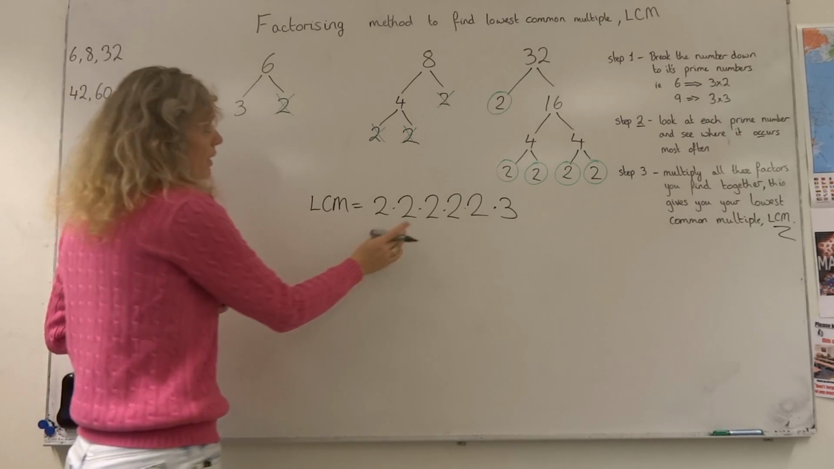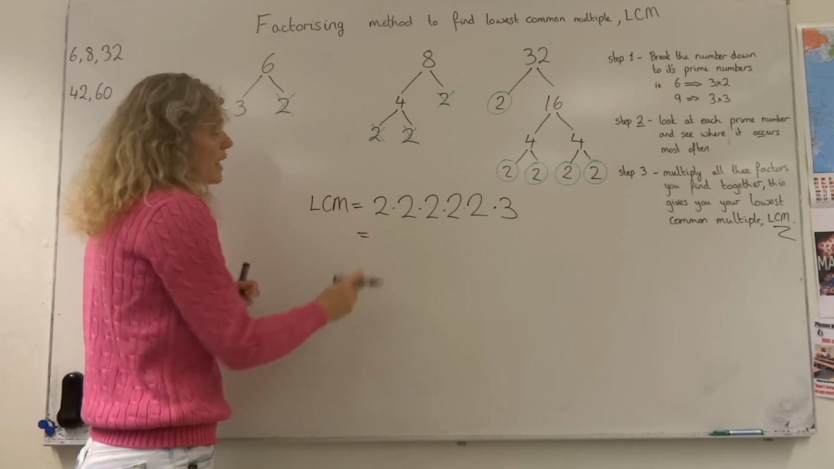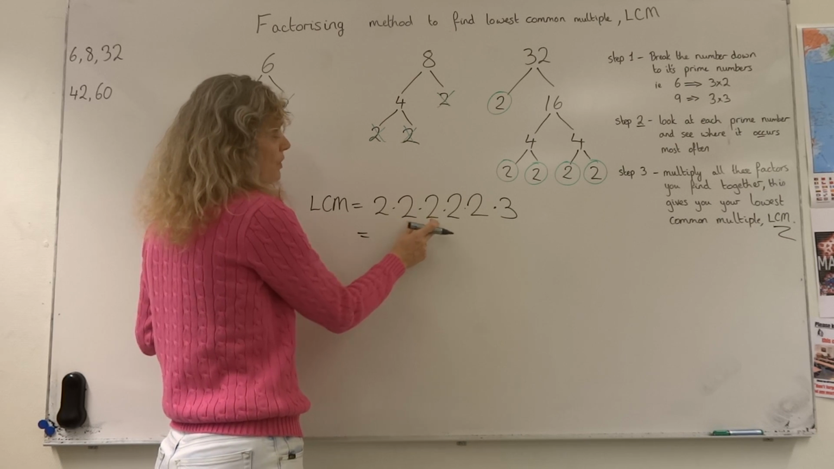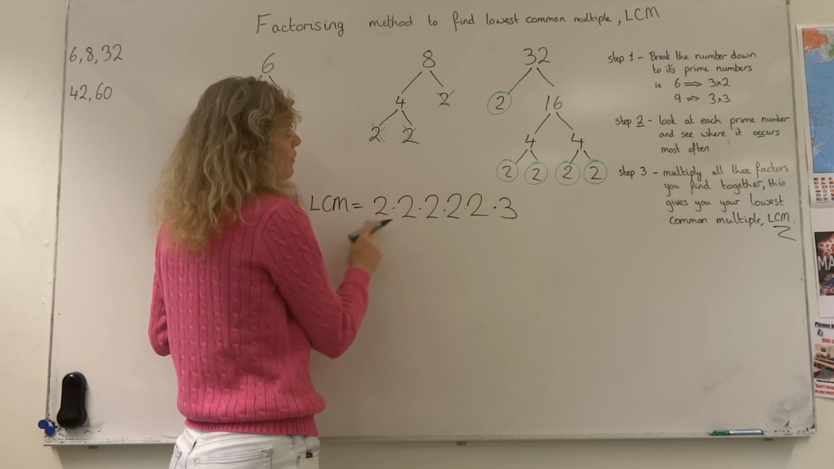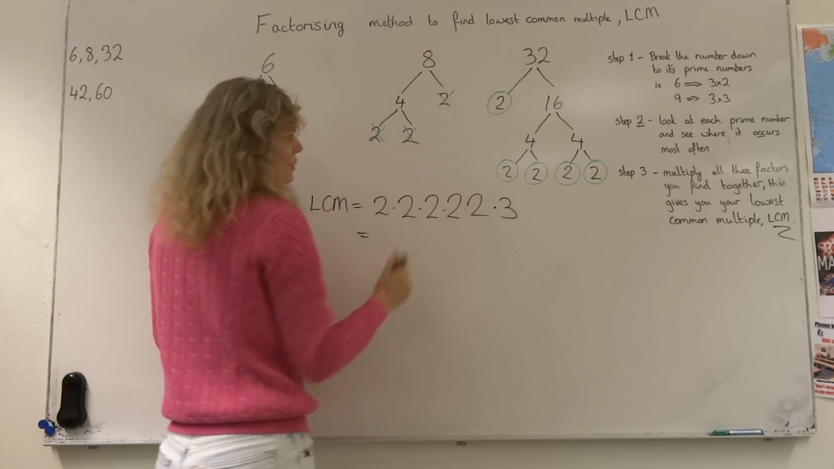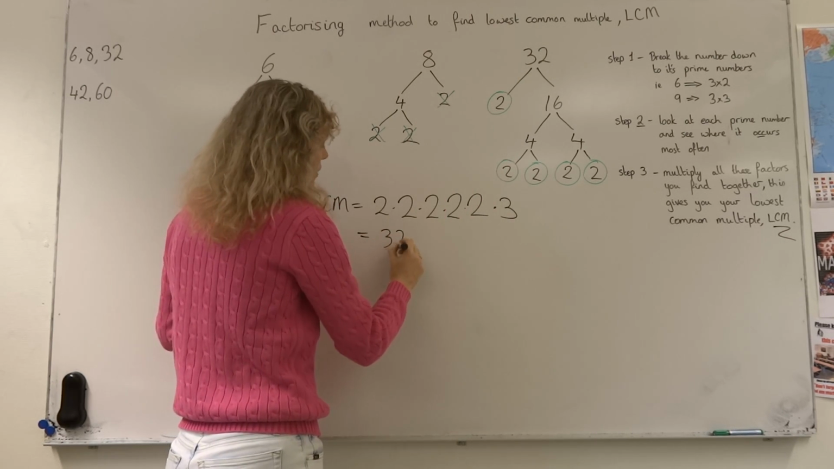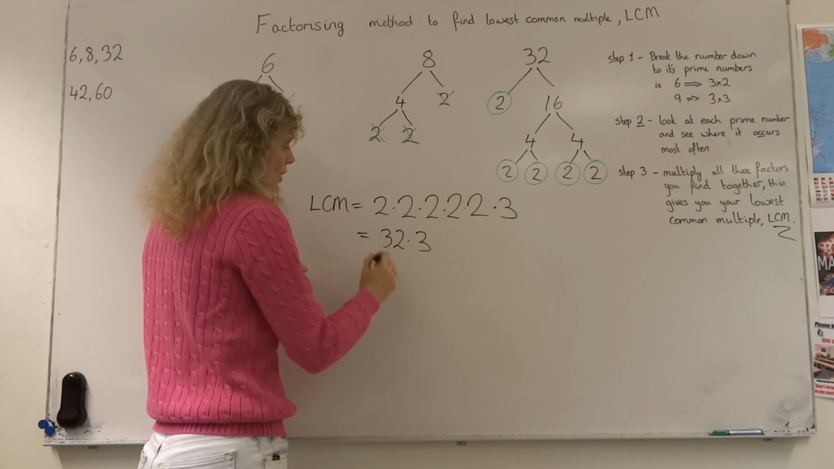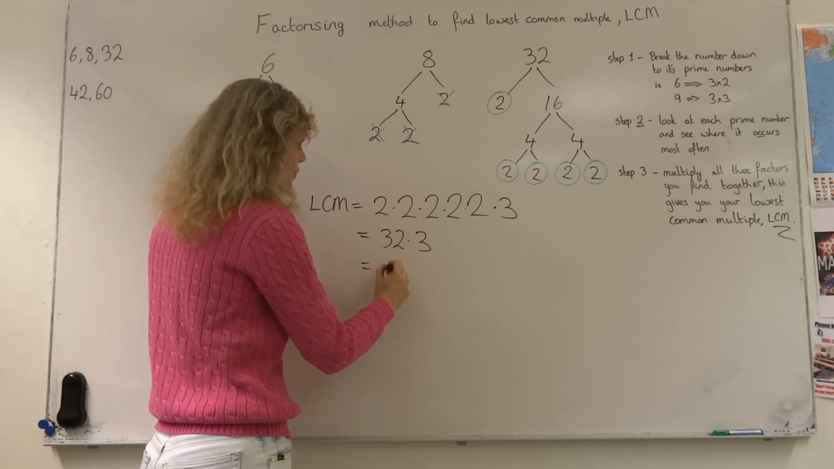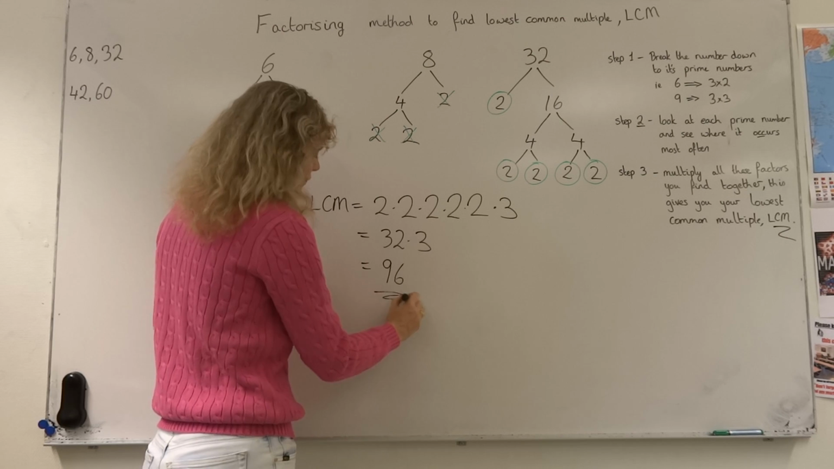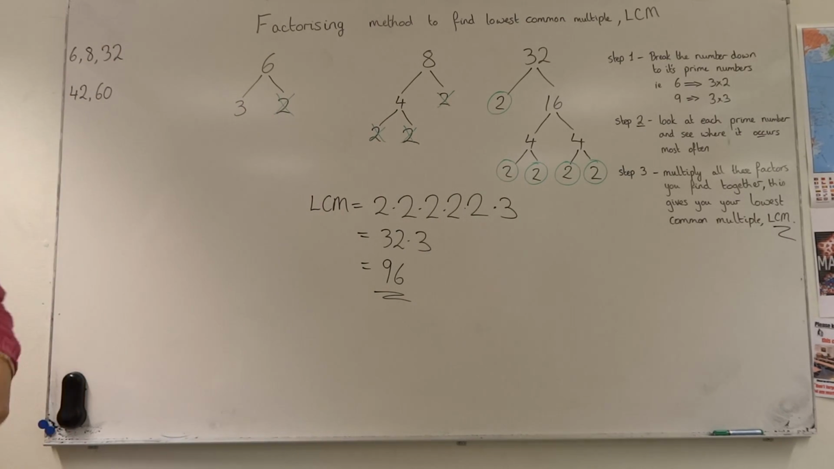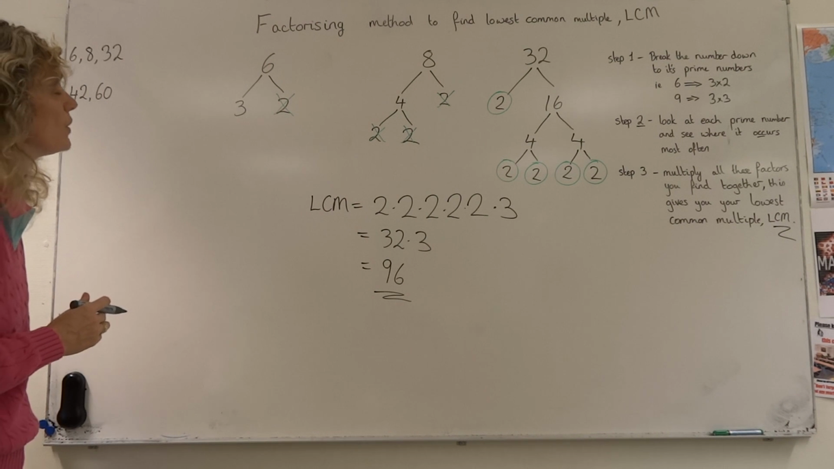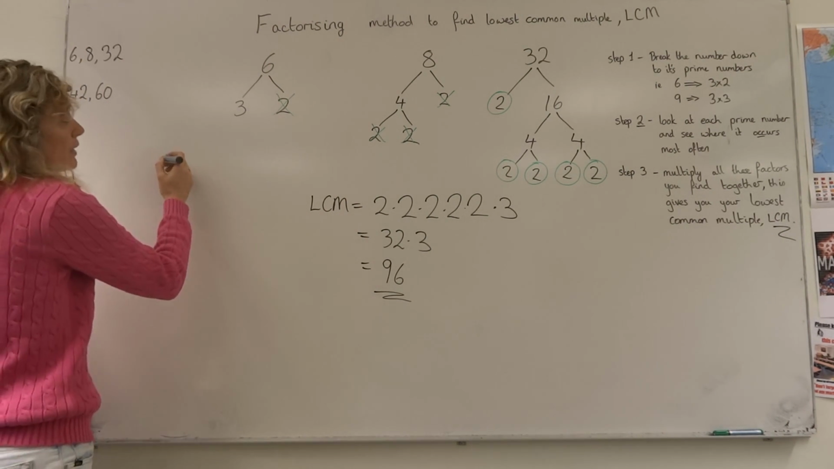The 3 occurs only once, and it needs to be in our calculation. So if we multiply these together, 2 times 2 would be 4, times 2, 8, times 2, 16, times 2, 32. 5 lots of 2 will of course give us 32. So we get 32 times 3. 32 times 3 is 96. So using this method, I'm saying that the lowest common number that all of these could be divided into is 96.